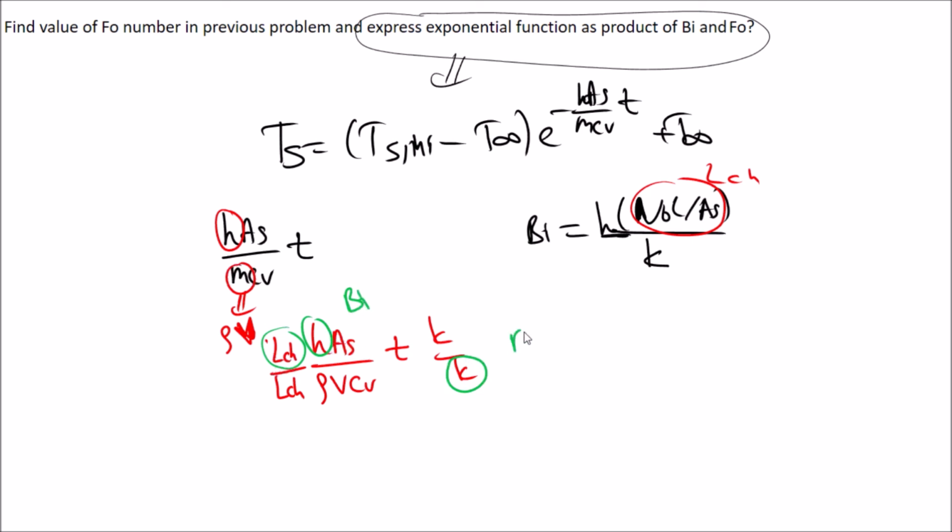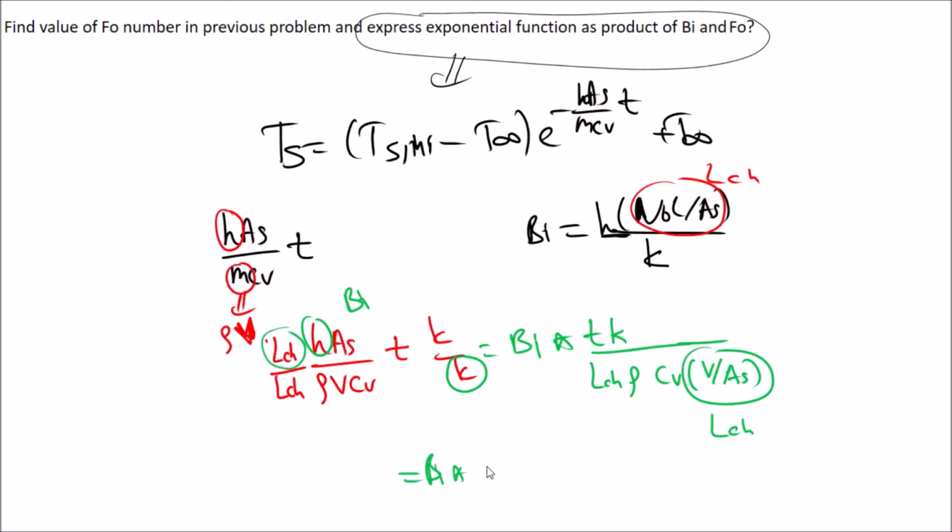And then you will have the rest: this will be equal to the Biot number multiplied with t times K divided by L characteristic, rho C_v, and the A_s we can bring downstairs, it will be volume by A_s, and this one is L characteristic again. So this will be equal to the Biot number times the time times K divided by L characteristic squared rho C_v. And rho C_v by K.